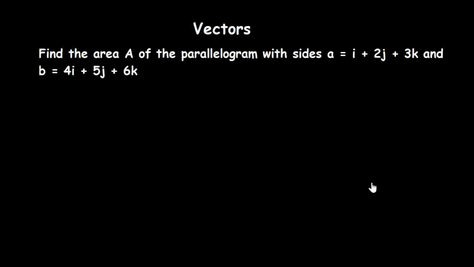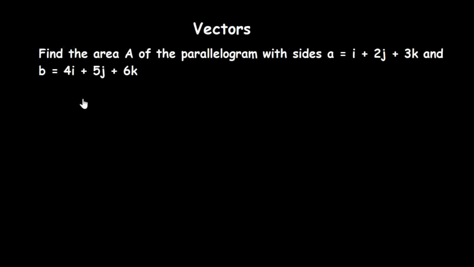So this question is to find the area A of the parallelogram with sides A, which is equal to i plus 2j plus 3k, and B, which is 4i plus 5j plus 6k. So you have to find the area of this parallelogram.